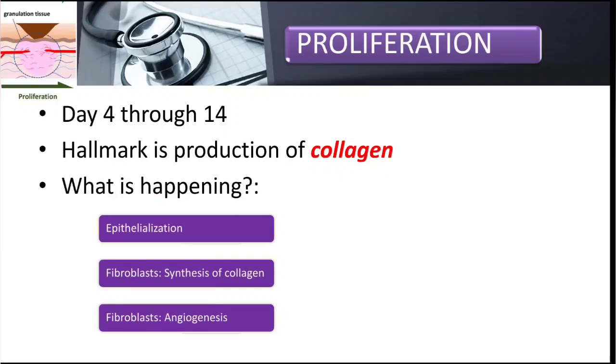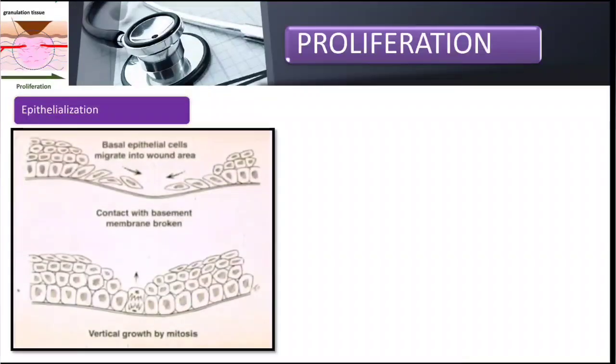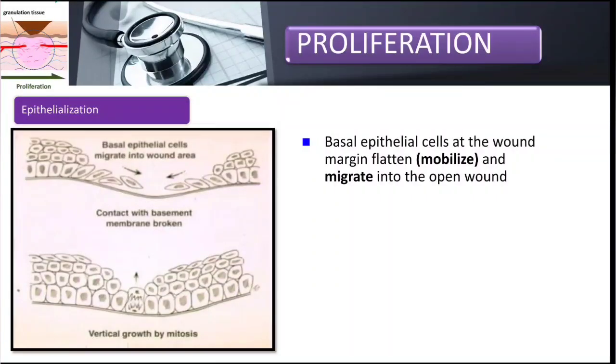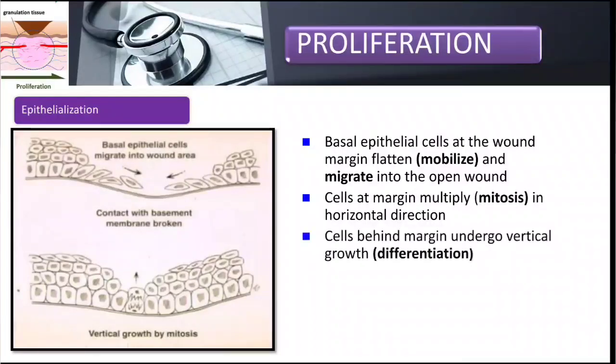Let's talk about these one by one, starting with epithelialization. What's happening here is the basal cells at the wound margin will flatten. They will mobilize and migrate into the open wound, and the cells at the margin will multiply by mitosis in the horizontal direction, and then the cells behind the margin will undergo vertical growth, that is differentiation.